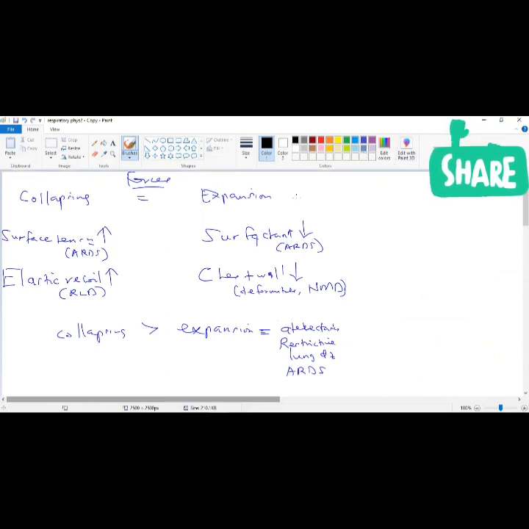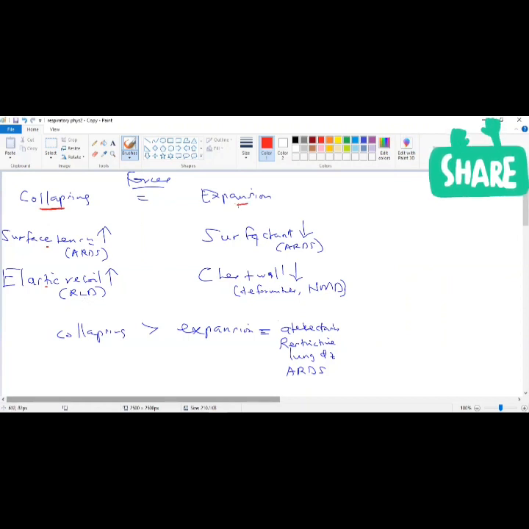So let's talk about forces, collapsing forces, expanding forces, to understand COPD. So we have collapsing forces, expanding forces. Here, like we said, the lung wants to collapse. Why does the lung want to collapse? Surface tension, right? Elastic recoil. The lung is an elastic tissue, it wants to collapse.